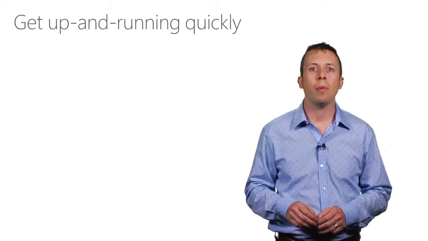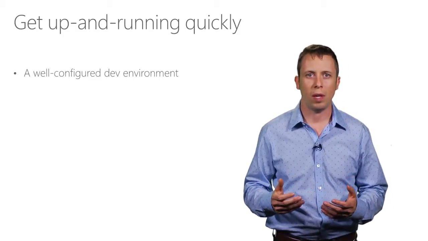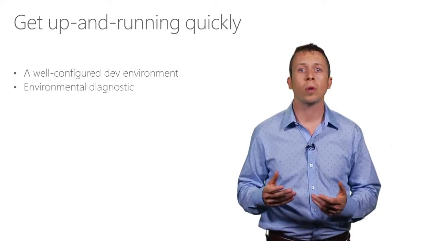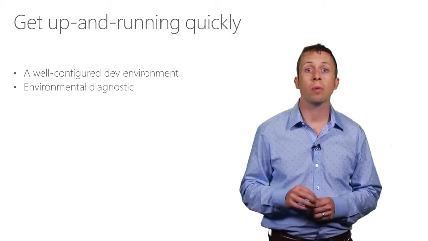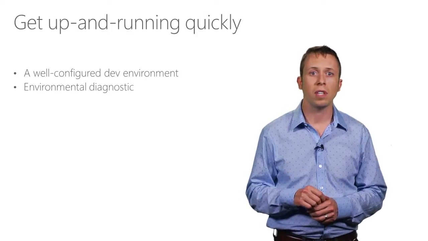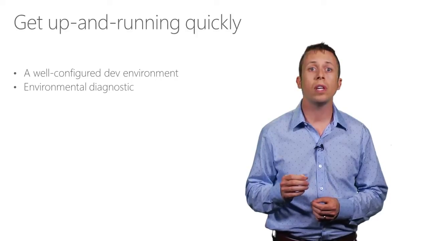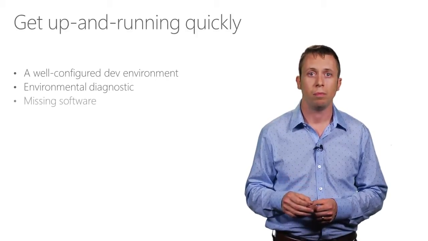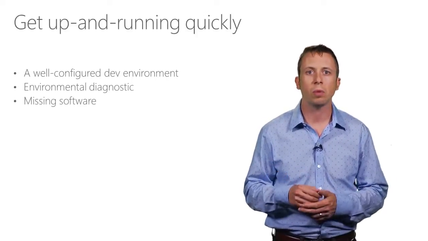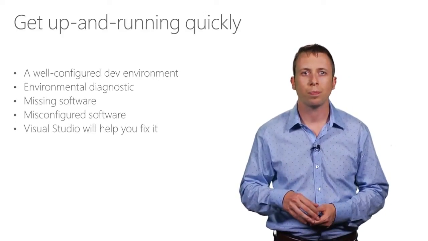Visual Studio will get you up and running quickly with a well-configured dev environment and help you stay that way. When you install our tools or open a Cordova project, Visual Studio performs an environmental diagnostic. If you're missing any dependencies or have somehow misconfigured an important link in the toolchain, Visual Studio will give you the option to fix the problem. Missing software? VS will download and install it. Misconfigured? VS will help you fix it.